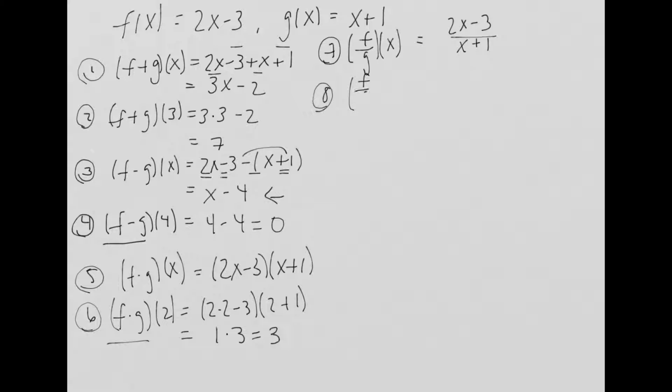Given that that's our function for f over g, what's f divided by g of 2? So that means go back to the function of f over g and plug in 2 for x. So 2 times 2 minus 3 over 2 plus 1. 2 times 2 is 4, 4 minus 3 is 1, and then on the bottom I get a 3, so one third.